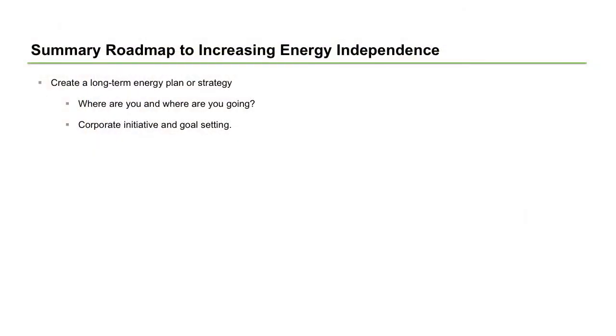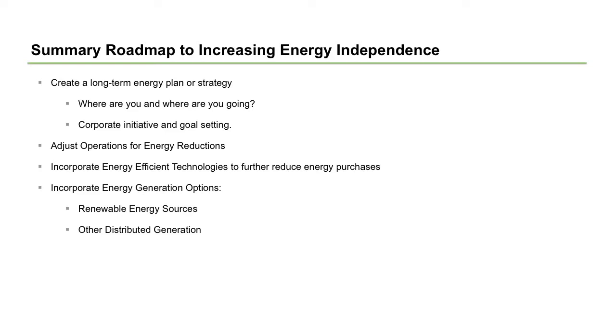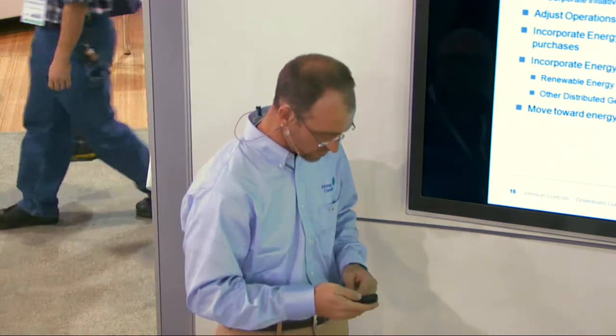Know where you are and where you're going. Create or follow corporate initiatives and set goals. Within that plan, you're going to start with the low-hanging fruit. Adjust operations for energy reductions, incorporate energy-efficient technologies, and after all that's done, consider energy generation options from renewable energy sources, lower your carbon footprint, and then consider other distributed generation technologies. In the end, the goal setting is around moving towards energy independence, and depending on goals, maybe hitting net zero or complete independence in the future.